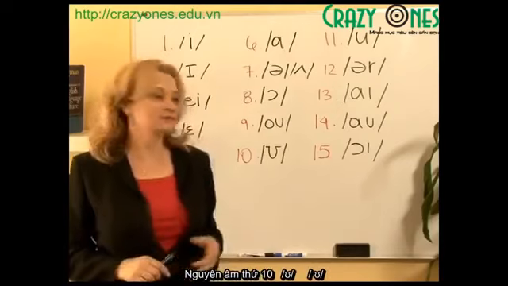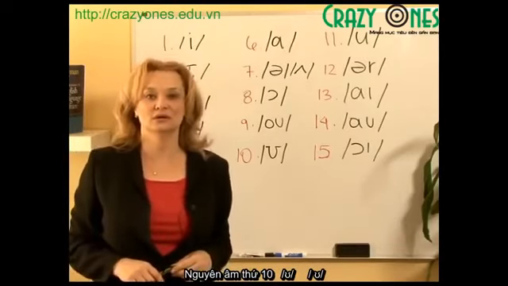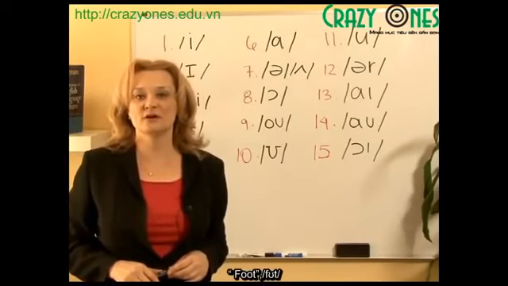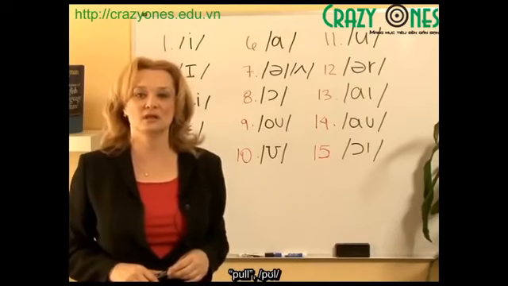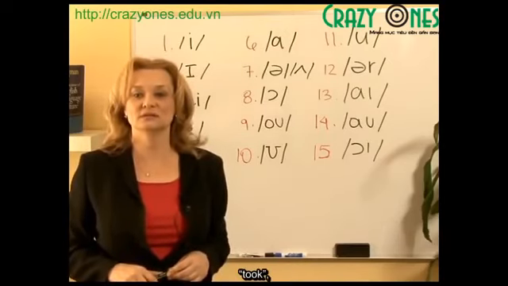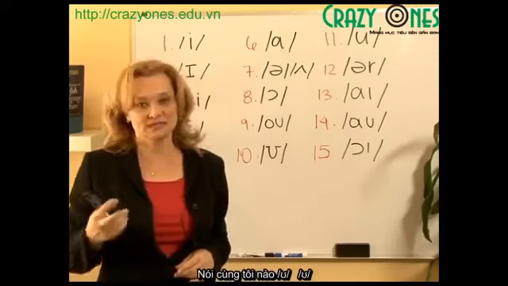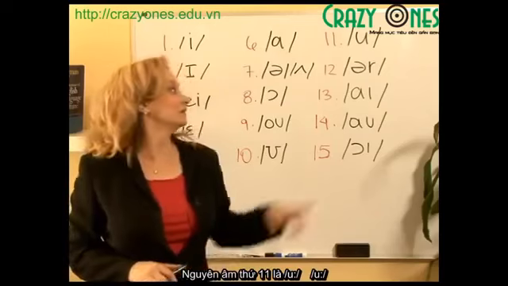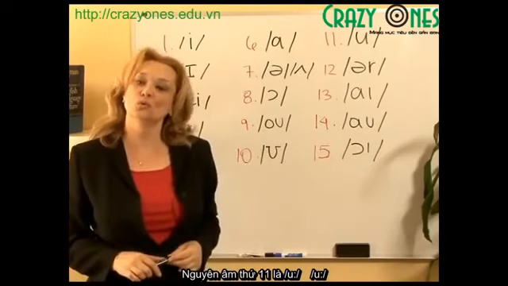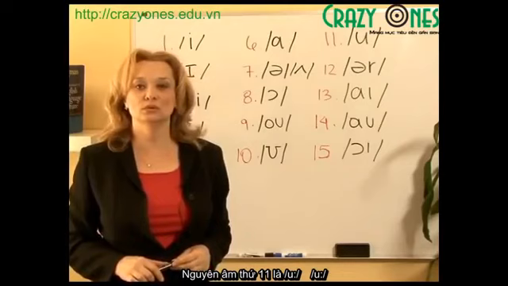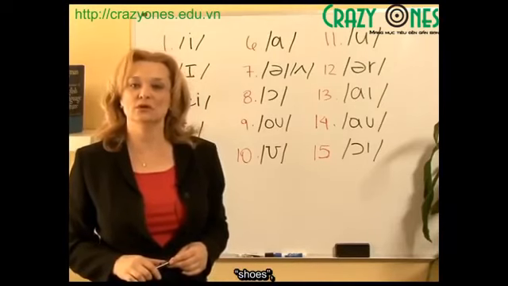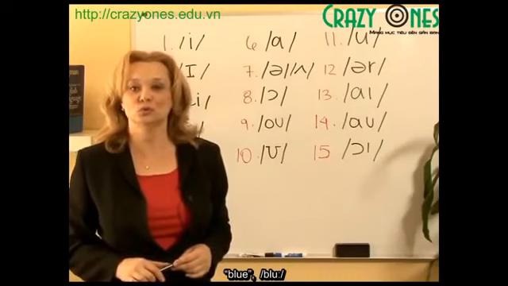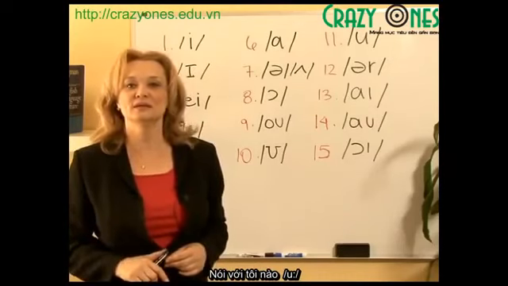O. Vowel number 10, book, foot, pull, push, took. Say it with me. Vowel number 11, oo, moon, shoes, room, blue. Say it with me. Ooh.